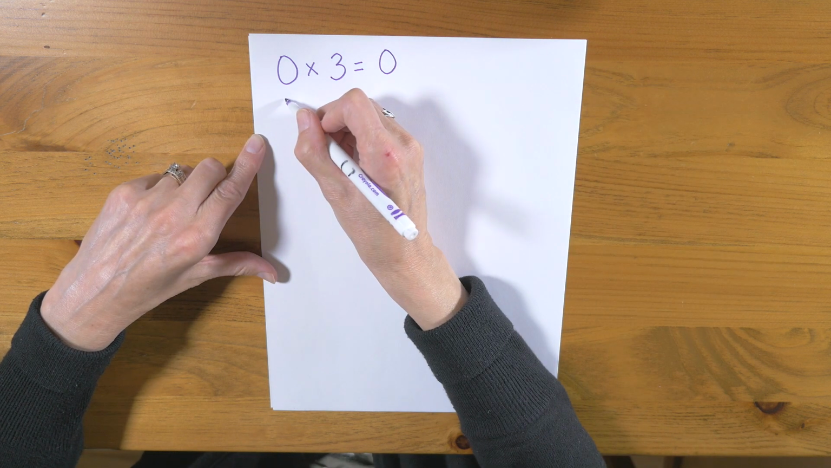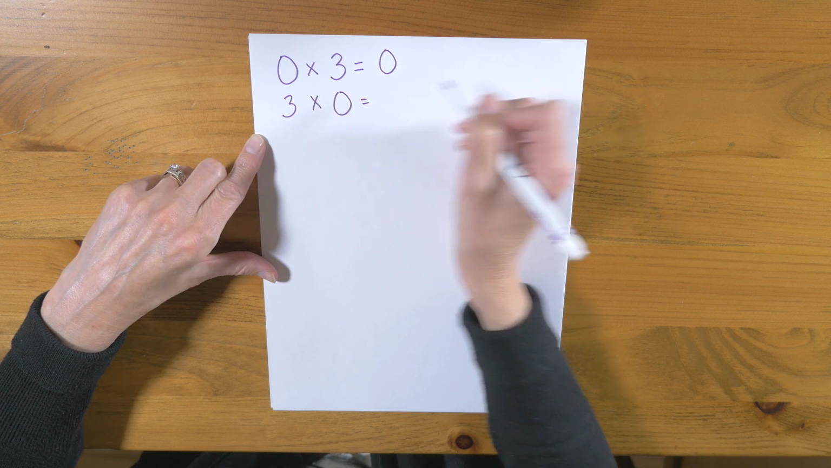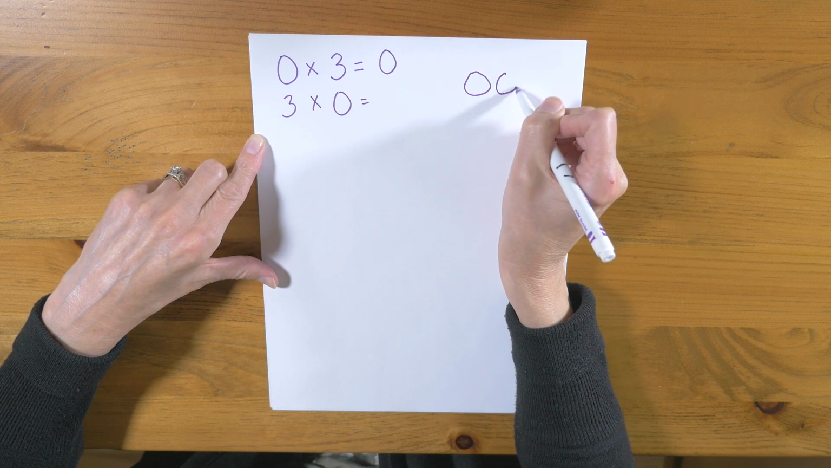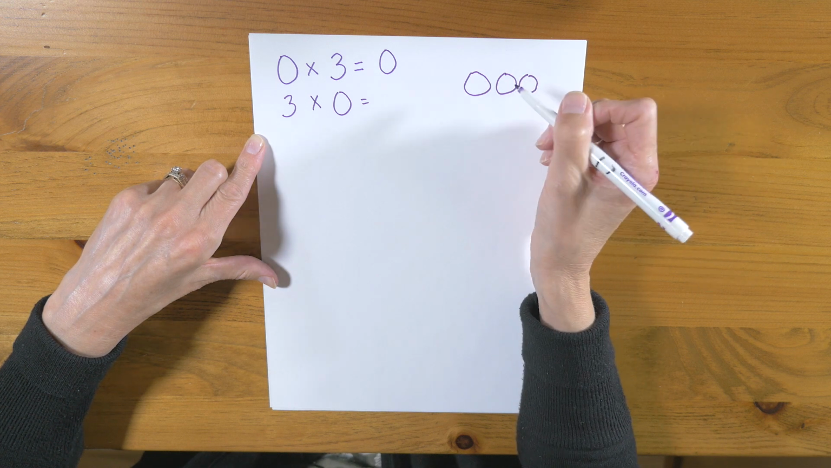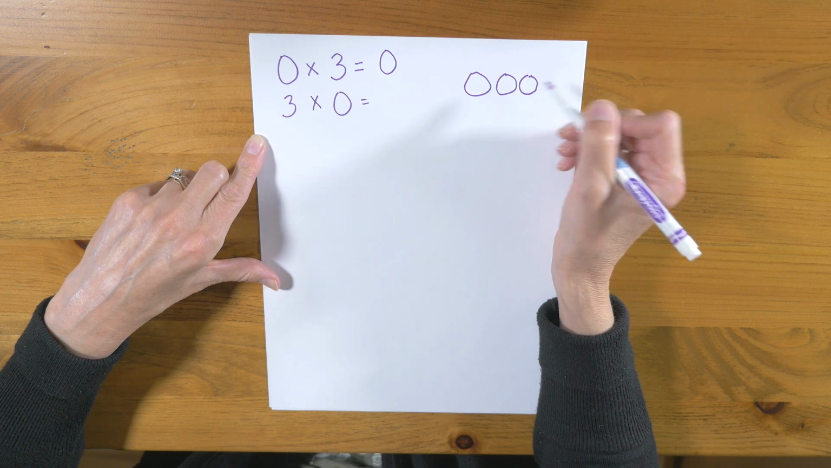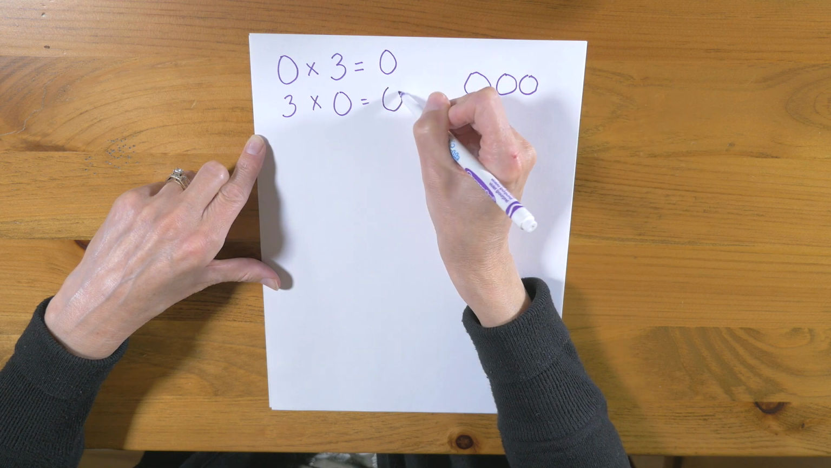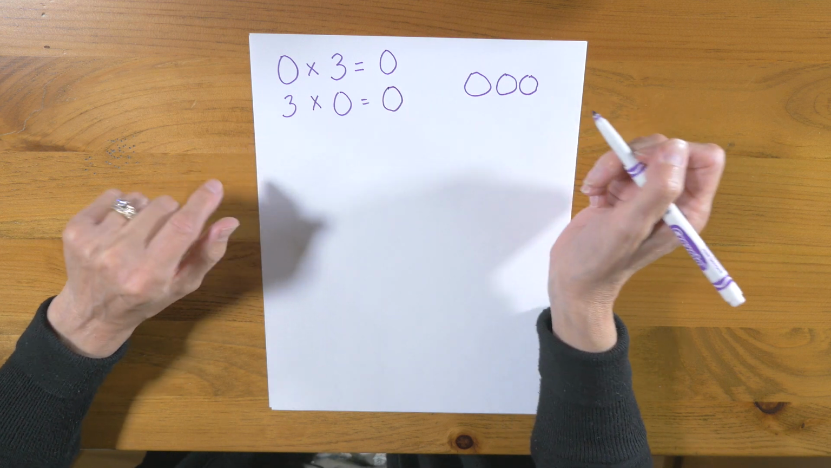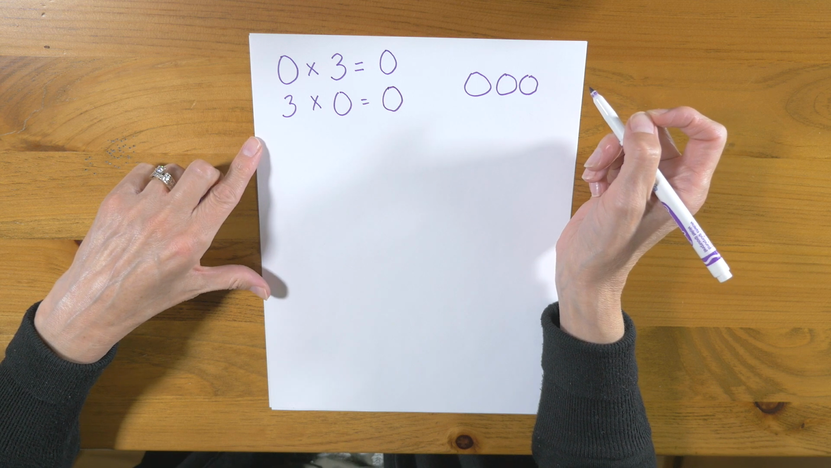If I turn it around and I do 3 groups of 0, well, there's my 3 groups, but there's nothing in them. And when I get my answer, I'm counting what's inside of my groups, but there's nothing in there, so my answer is 0. So the rule for 0 is anything times 0 equals 0.